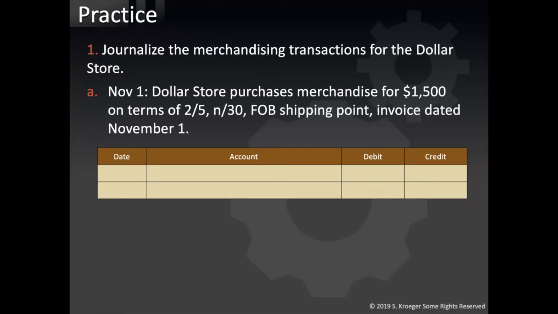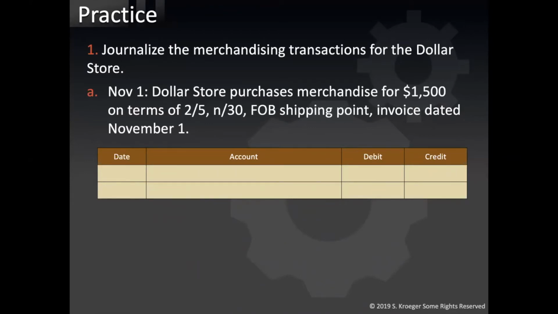Okay, so we purchased $1,500 worth of inventory. There is a discount offered of 2, 5, and 30. What does that mean? This means that we will receive a 2% discount if we pay within 5 days. Otherwise, the net or full amount is due within 30 days. Other terms are FOB shipping point, which we will discuss after this part.